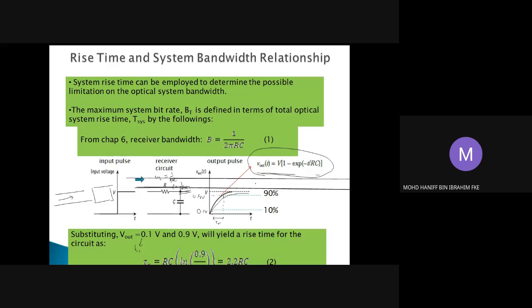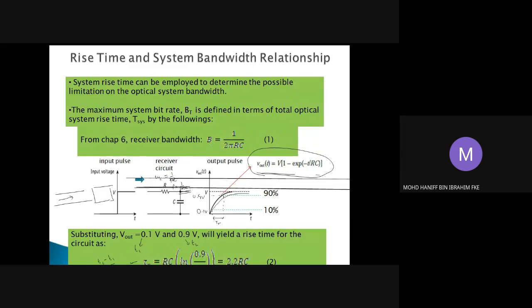And when we have V out as 0.9 V, the time shall be equal to T2. So the rise time should be the difference between T2 and T1. T2 minus T1 will give us tau R, and you end up with this relationship. You can prove this on your own: the rise time is equal to 2.2 RC, in which we can see a relationship between the rise time and the bandwidth component, right?